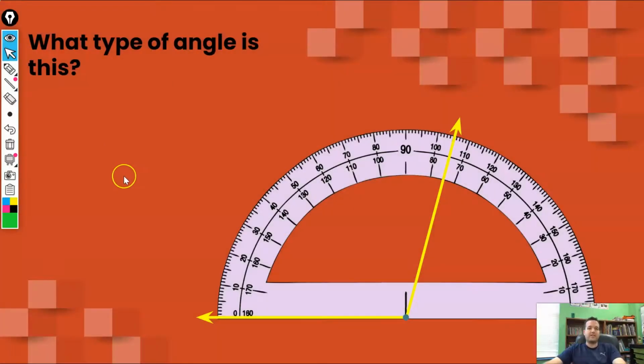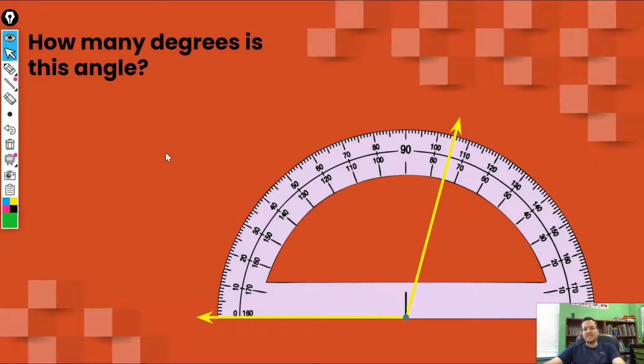All right. What type of angle is this? Hopefully, again, you said obtuse. It's larger than 90 degrees. How many degrees is this angle? Again, hopefully you're doing better and better with this. You can see that it's greater than 90 degrees. Obviously, it's obtuse. But this is where it gets a little tricky, right?